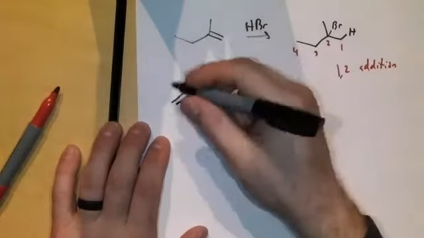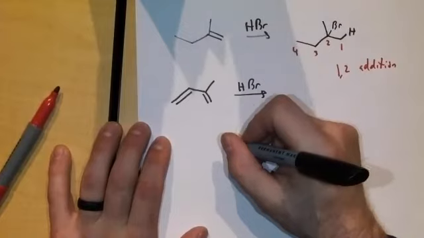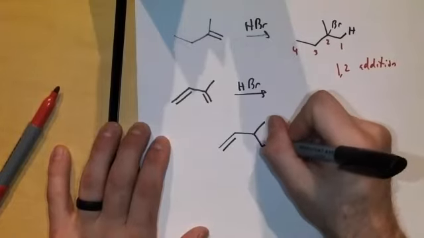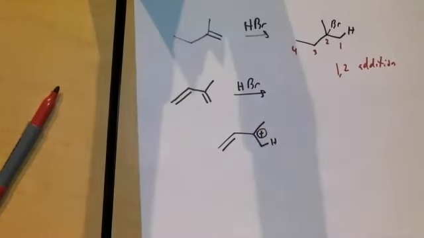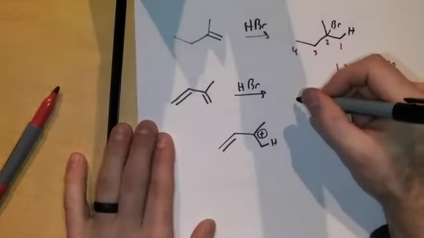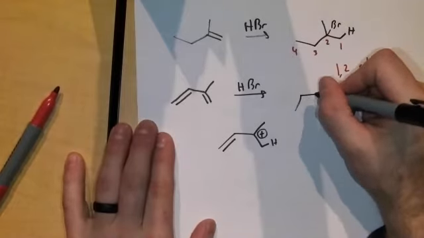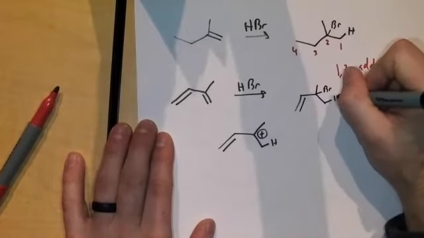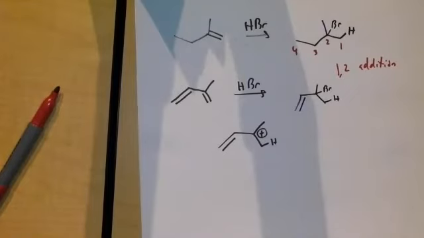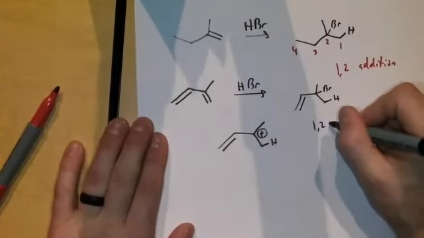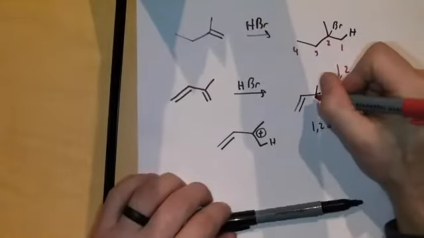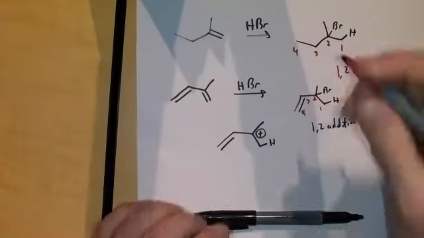So if we were to protonate that same position, we would get a positive here, and Br could come in, attack at that positive position, we could brominate, and this would give us another 1,2 addition. Like before, 1, 2, 3, 4 here.